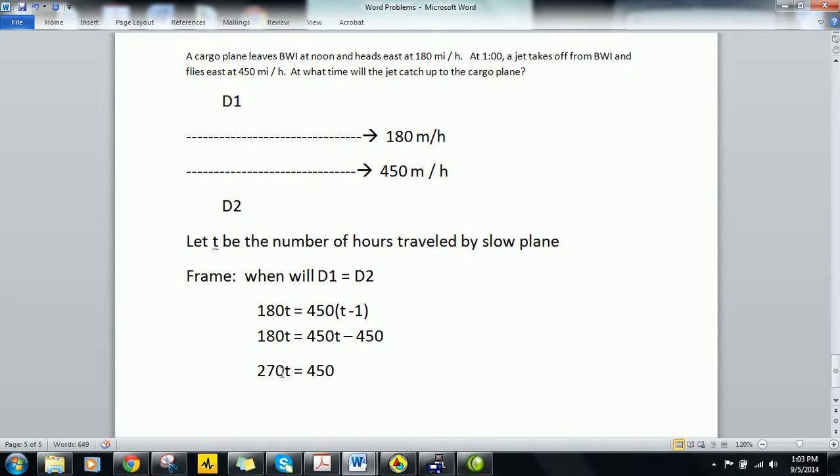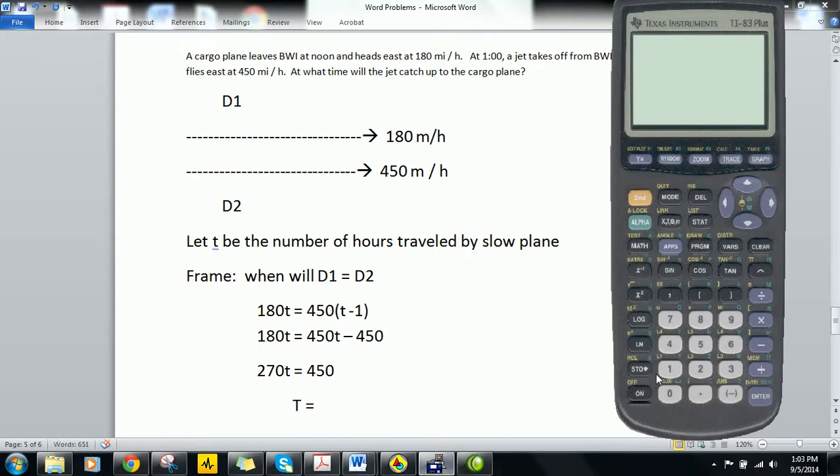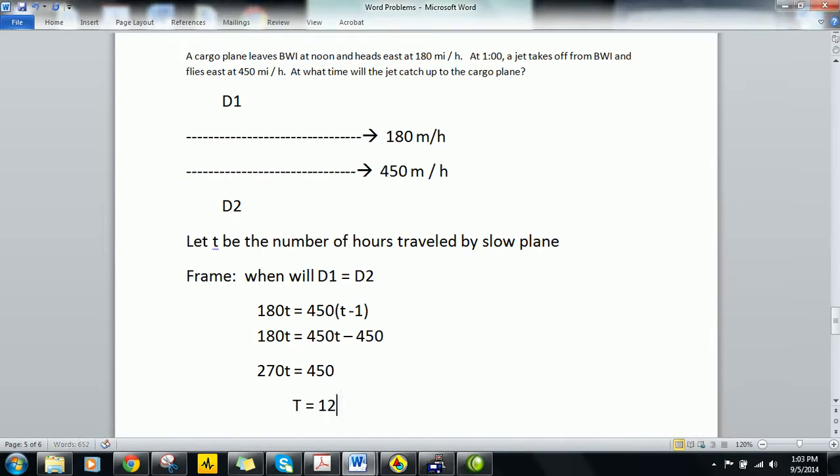Now I'm going to divide both sides by 270 to solve for t. So t equals 450 over 270. Let's see what that is. 450 divided by 270. Okay, I get 1 2/3. Give me the fraction. Okay. And that's my label, hours.